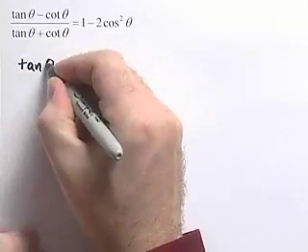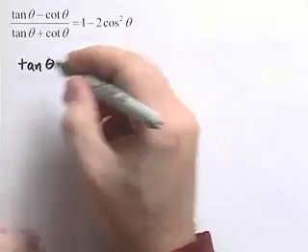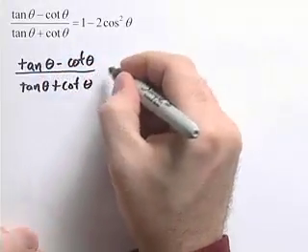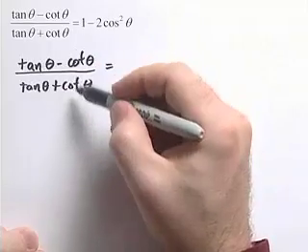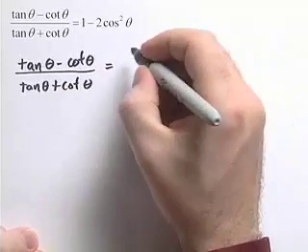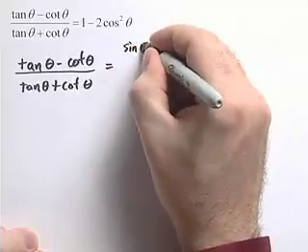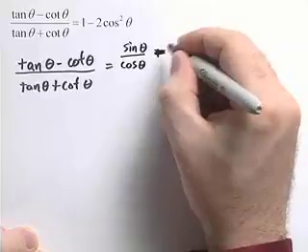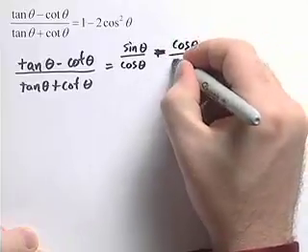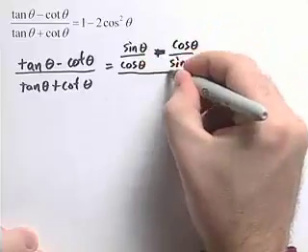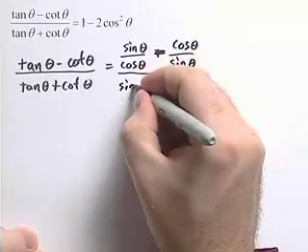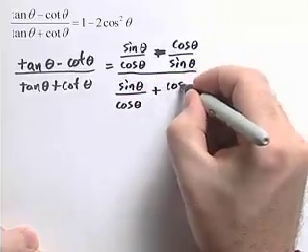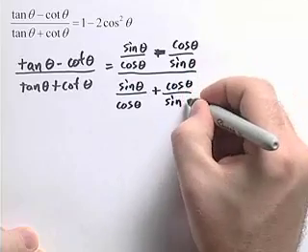Here we have the tangent of theta minus cotangent theta divided by tangent theta plus cotangent theta. We're going to rewrite each of these tangents and cotangents in terms of sines and cosines. So we're going to have sine of theta over cosine theta minus cosine theta over sine theta, all divided by sine theta over cosine theta plus cosine theta over sine theta.